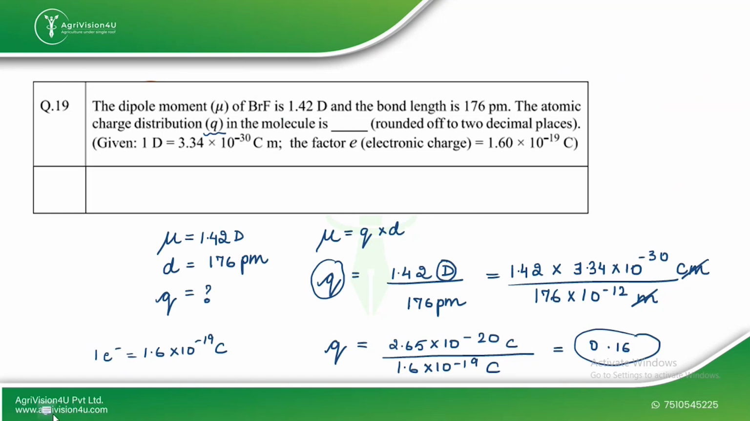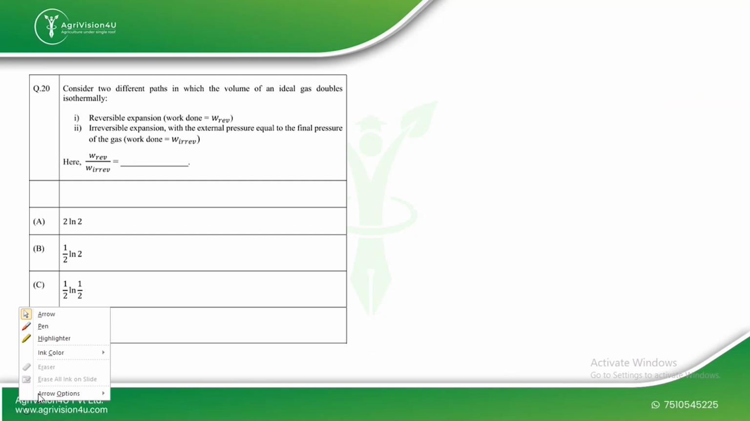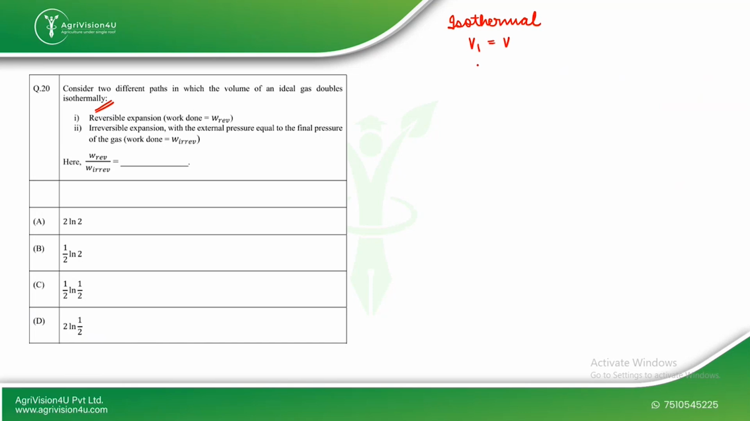Now we'll come to the next question. The next question says, consider two different paths in which the volume of an ideal gas is doubling isothermally. First thing we have to write is the process is isothermal, and volume V1 is V, and the volume is doubling, that is V2 is 2V. Firstly, when we talk about the reversible expansion, then the work done is reversible.